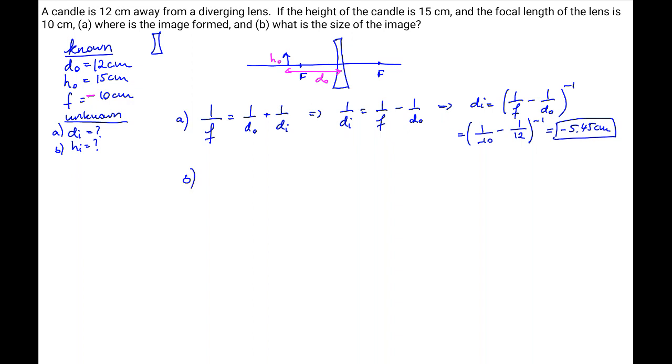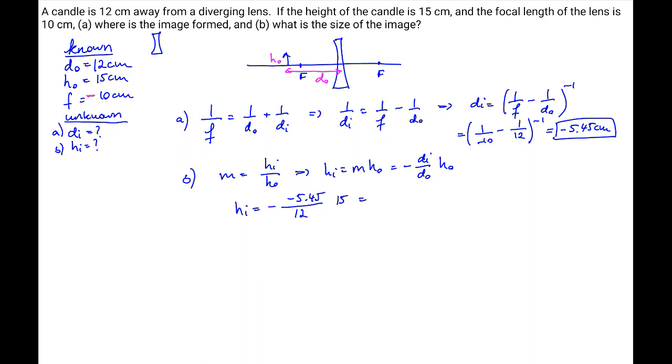Part B, now we're looking for the image height, so we can use magnification is HI over HO. So image height is magnification times HO, but the magnification is also given by the equation negative DI over DO, and I still have to multiply by HO. So image height then is negative DI, which we found to be negative 5.45, divided by DO, which is 12, and multiply that by HO, and that is 15.